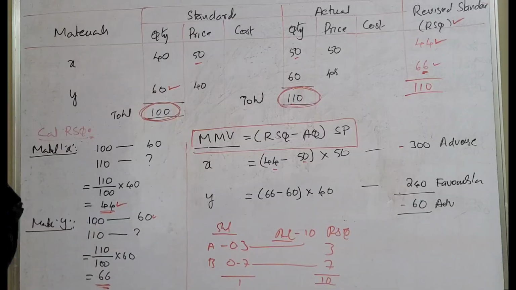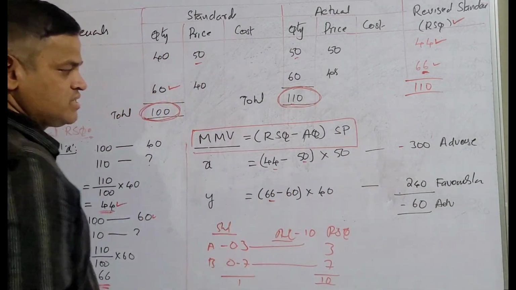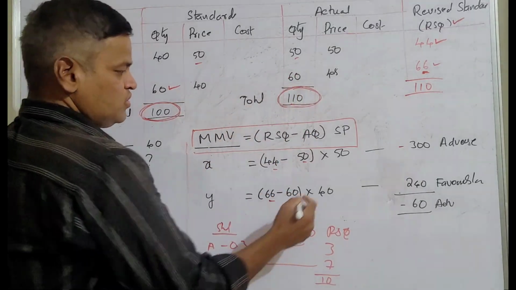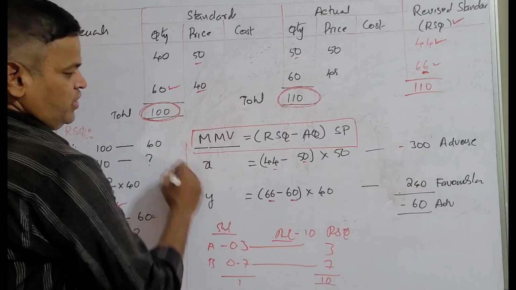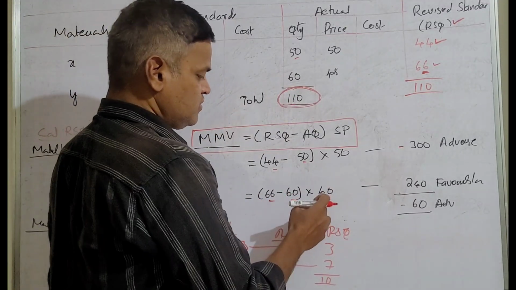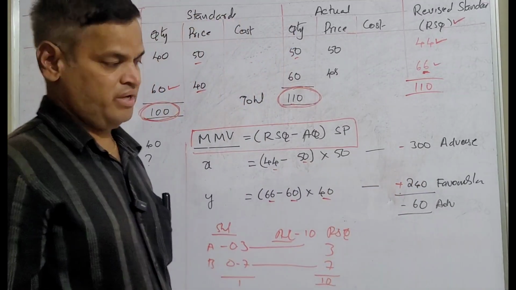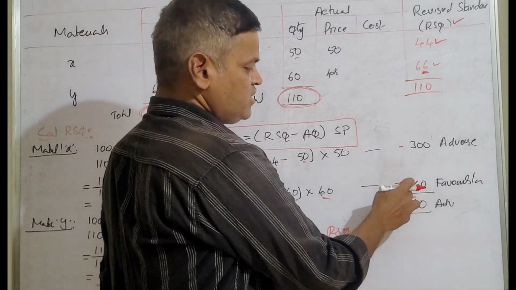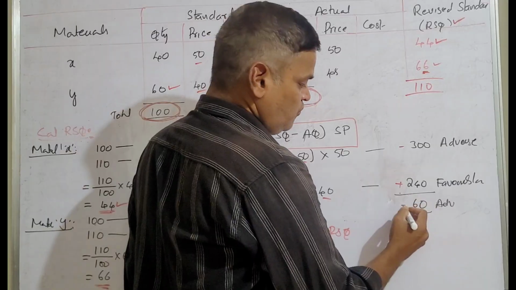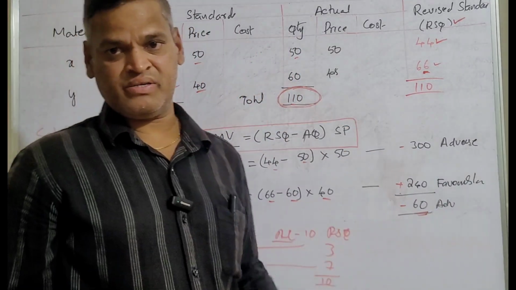Then we calculate for Y. The revised standard quantity of Y is 66, minus the actual quantity 60, into the standard price 40. So 66 minus 60 into 40 gives plus 240, favorable. Minus 300 and plus 240 gives us negative 60, or adverse 60. This is the material mix variance.